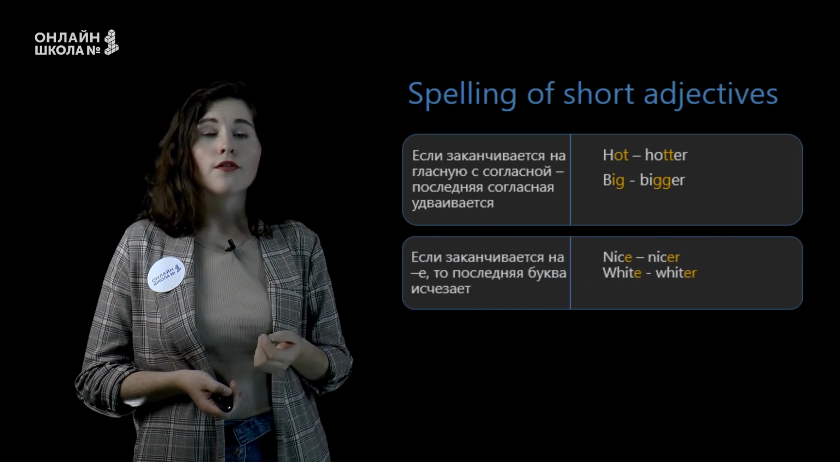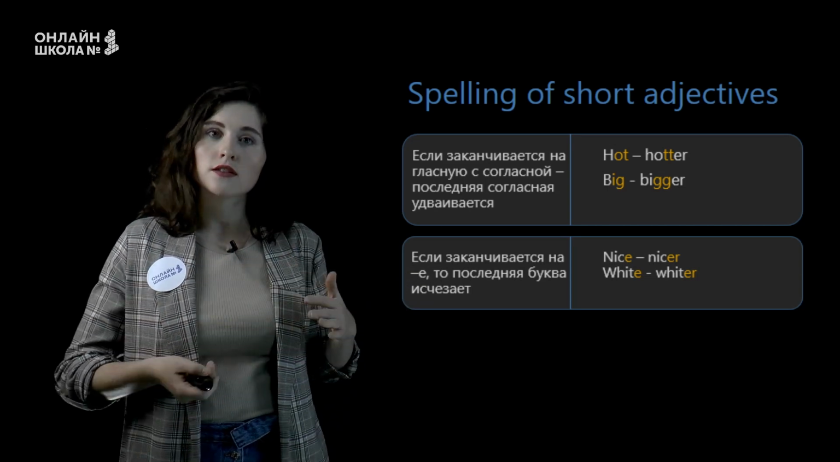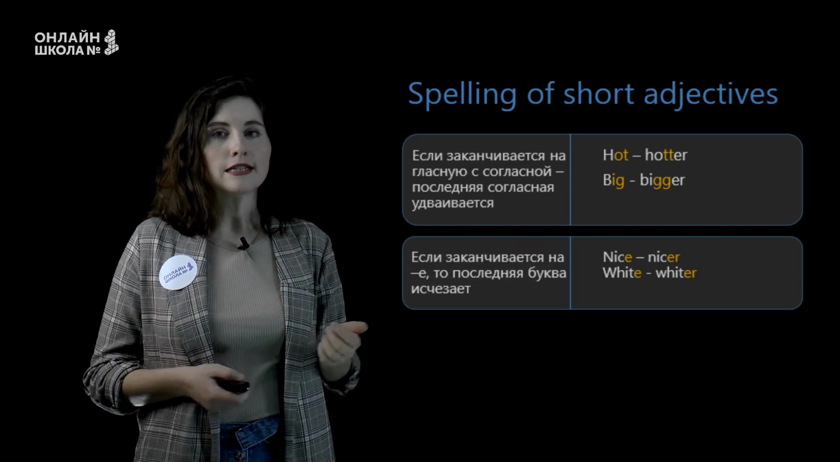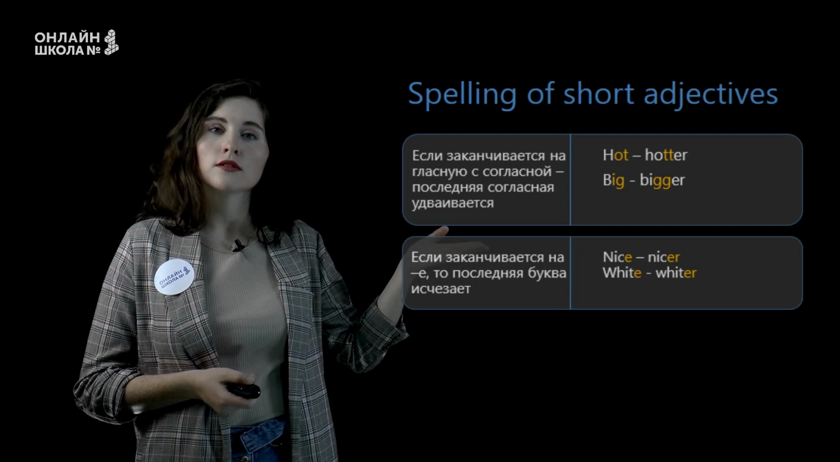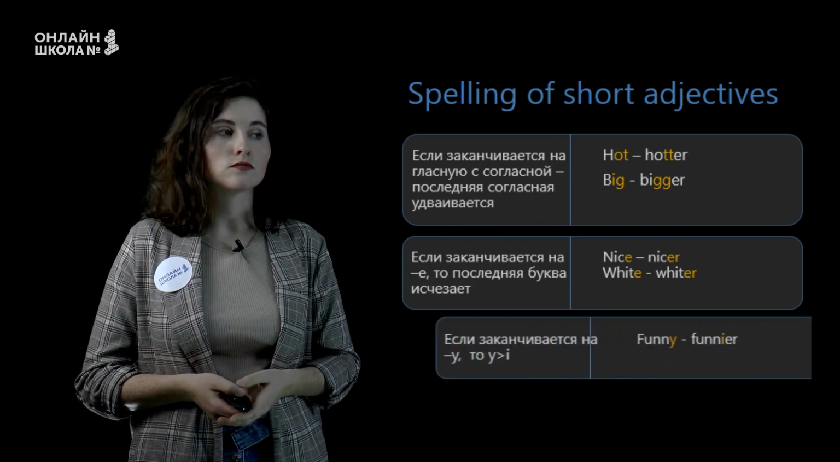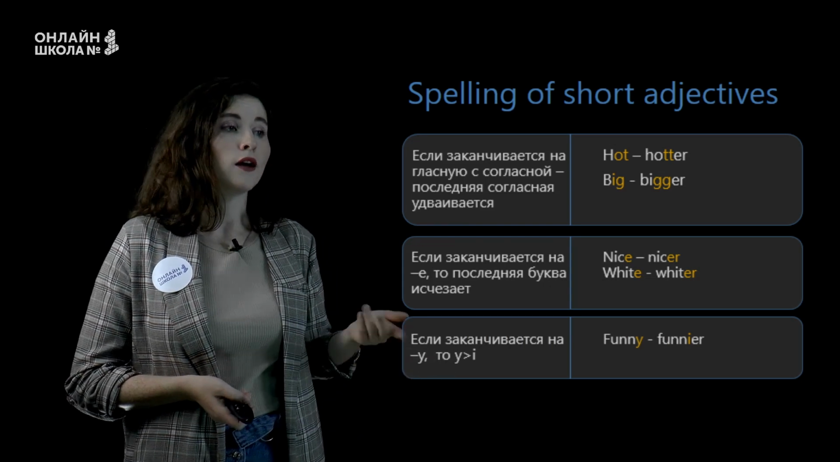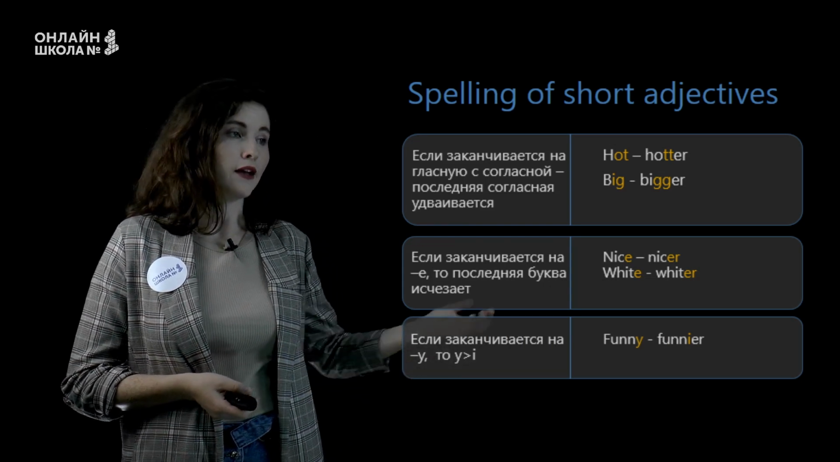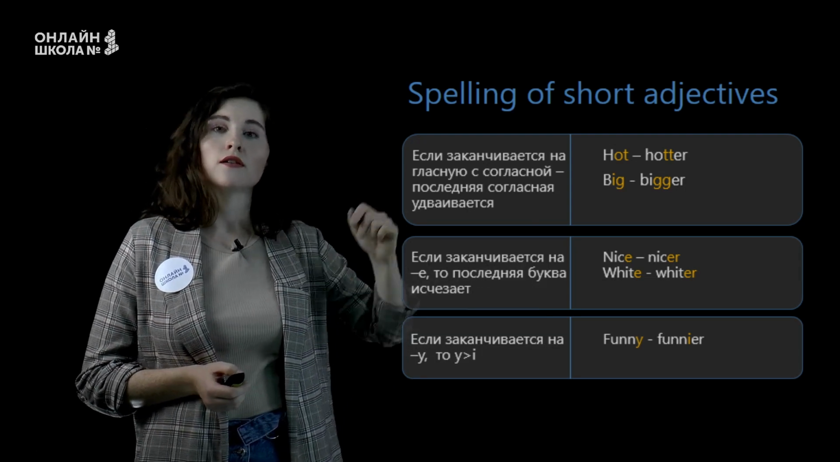If an adjective ends with the letter E, so the letter E disappears. So nice, nicer. We have the suffix er, but not eer. White, whiter. And if an adjective ends with Y, we change it with I. So funny, funnier. Funny we have Y, funnier, I.